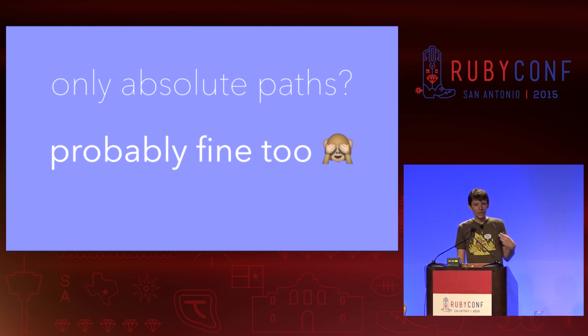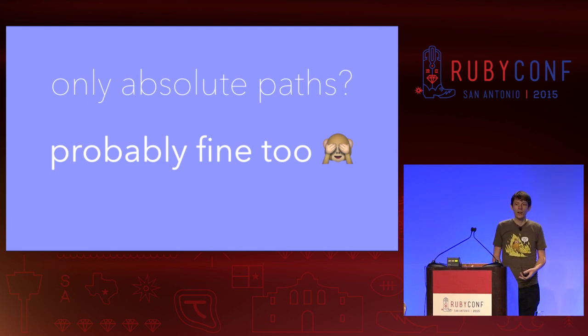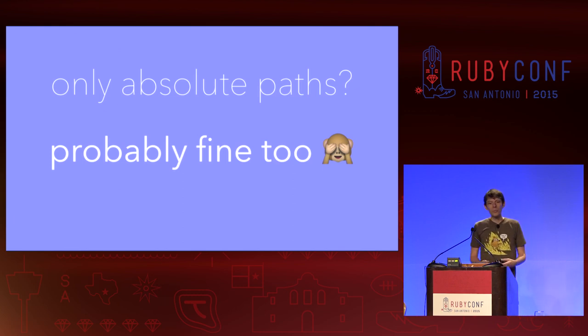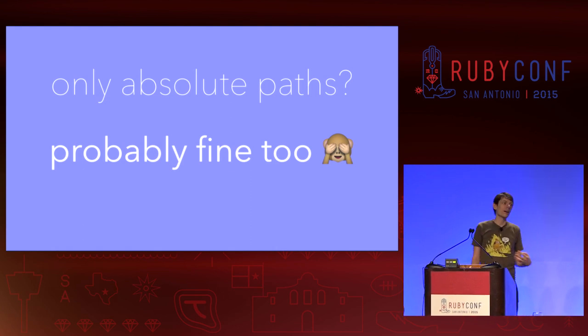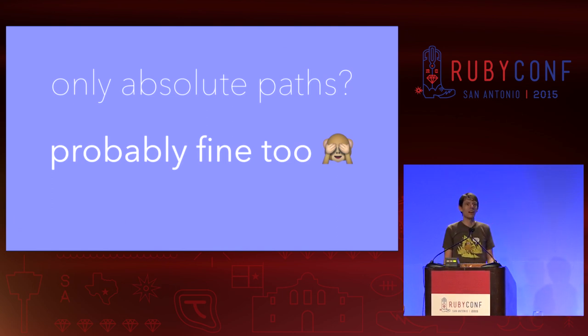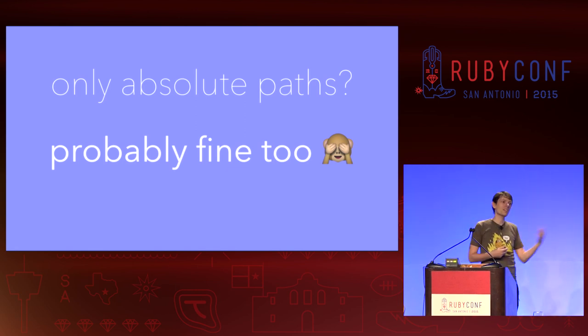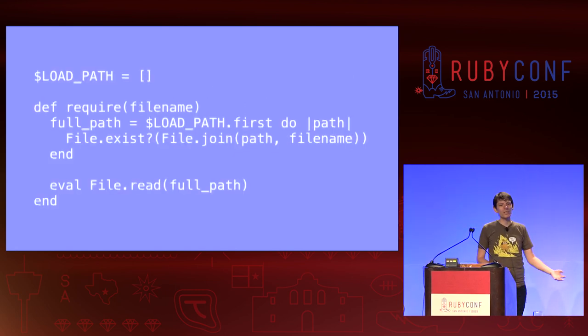So the easiest way to allow requires that aren't absolute is to just treat every file name as if it's relative to the directory that the program was started from. That's really easy, but unfortunately it doesn't work well if you want to require Ruby files from multiple directories. So let's implement something that lets us require from more than one directory. Theoretically that would look something like a global variable that's an array that contains a list of directories, and then you would loop over the list of directories, seeing if the file that's being required is present in any of those directories.